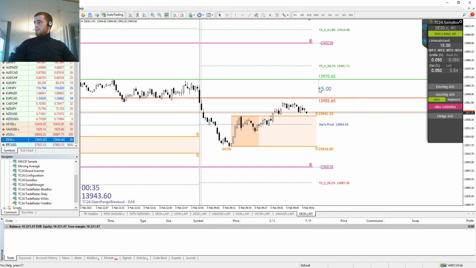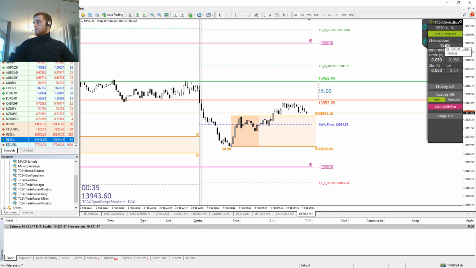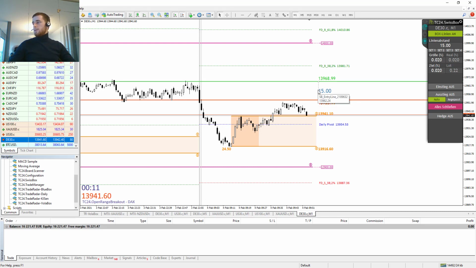So next thing we're going to do is we have different sets here, set 1, set 2, set 3, and set 4. These are different risk settings and target profit settings, set 1 being the lowest risk and lowest reward, and set 4 being the highest risk and highest reward. So we're going to go with set 2, keep things simple.